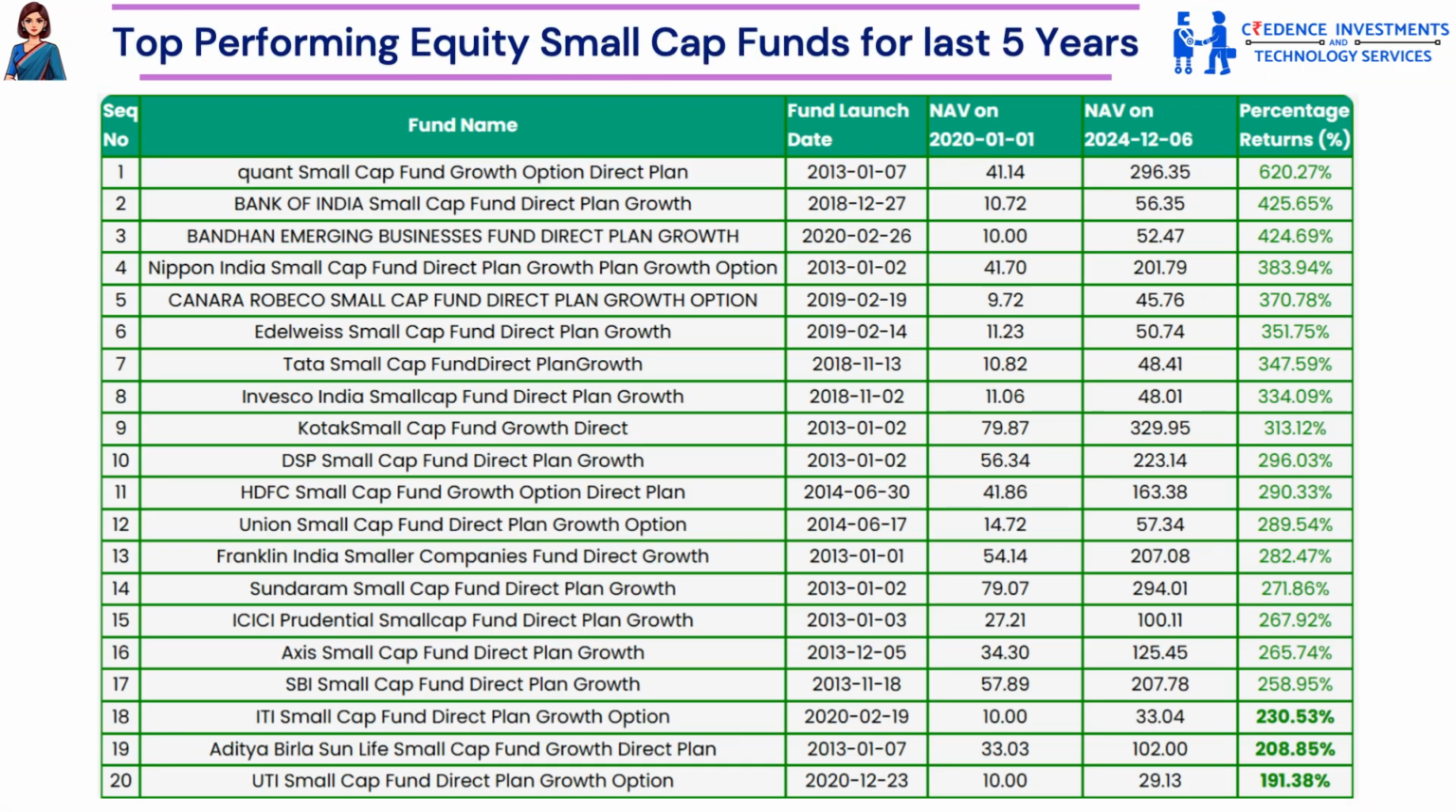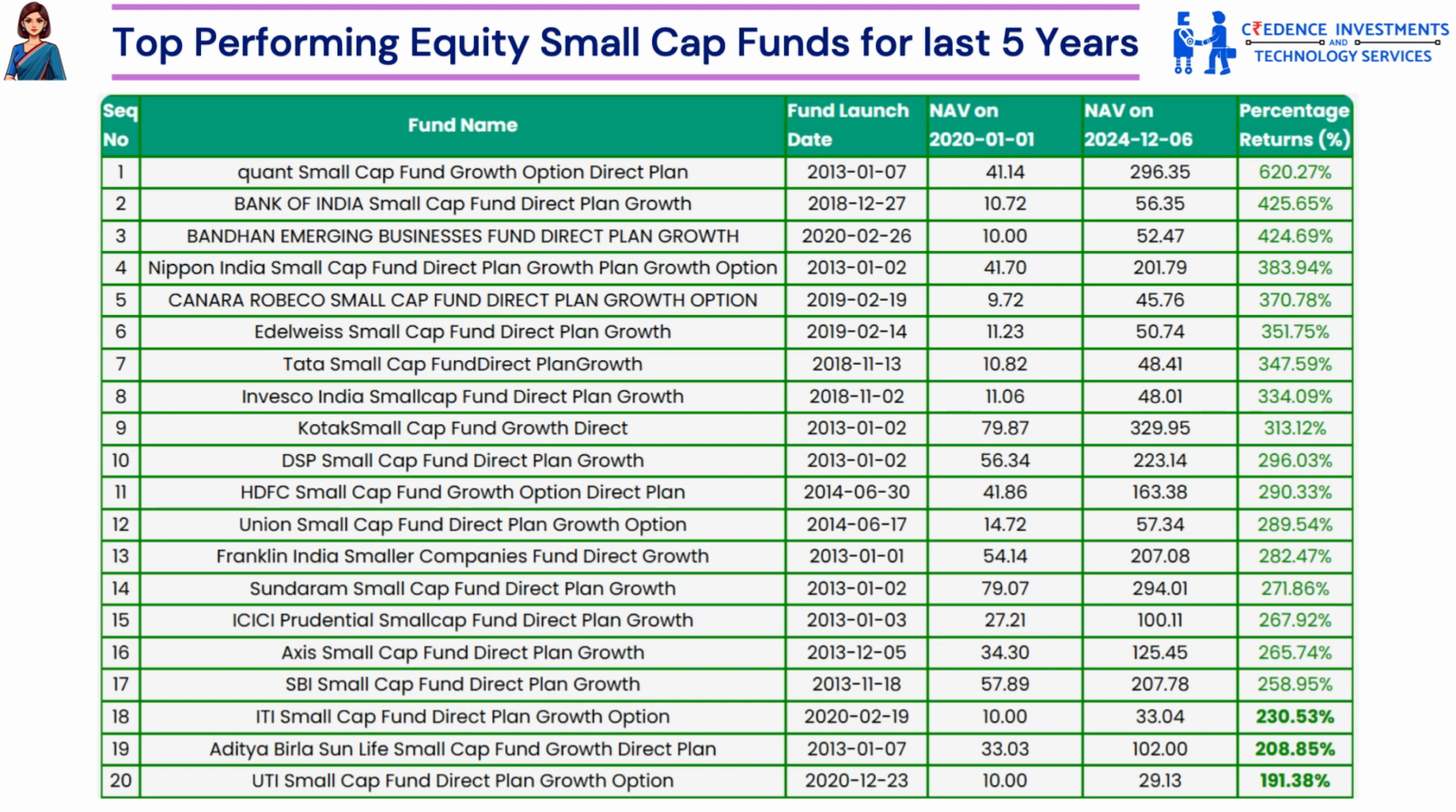Now let's look at the 5-year performance of 20 small cap mutual funds, showing their NAV, net asset value, from 1st January 2020 to 6th December 2024. Key highlights. Top performers. Quant Small Cap Fund Growth Option delivered the highest returns, 620.7%. Significantly outperforming others.